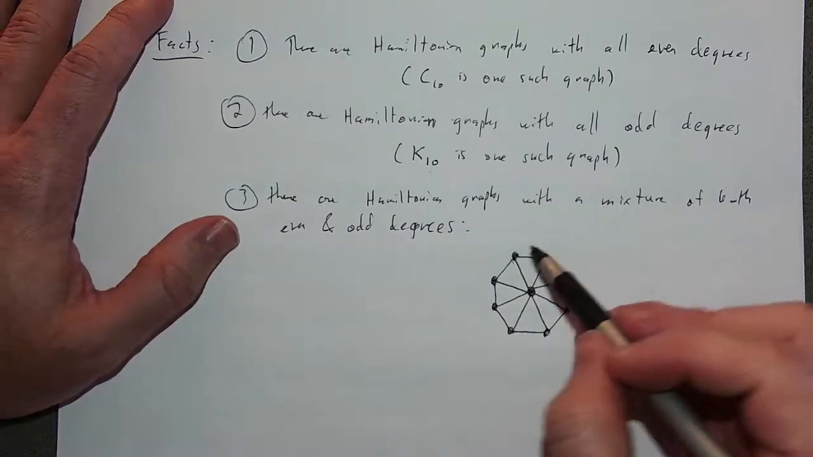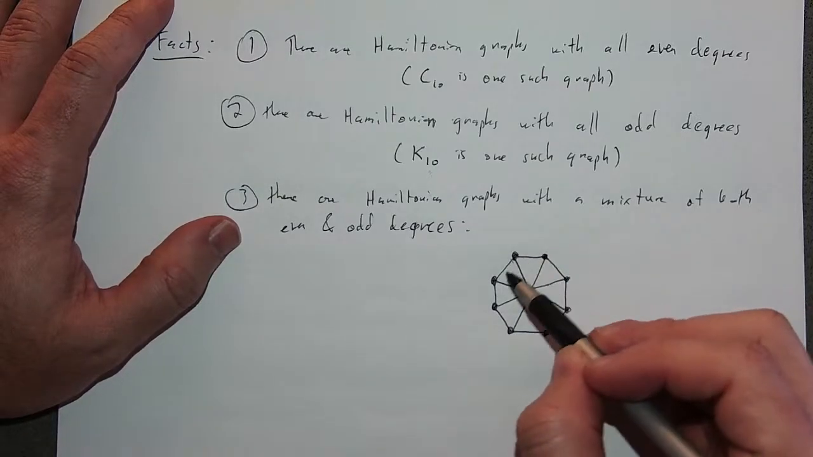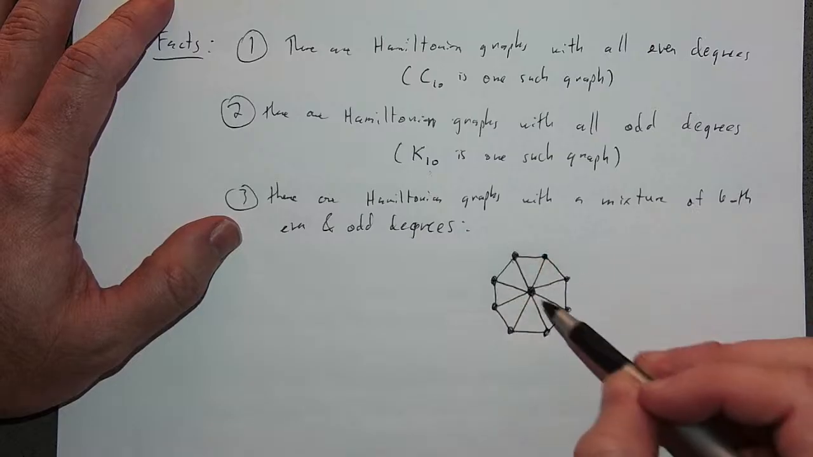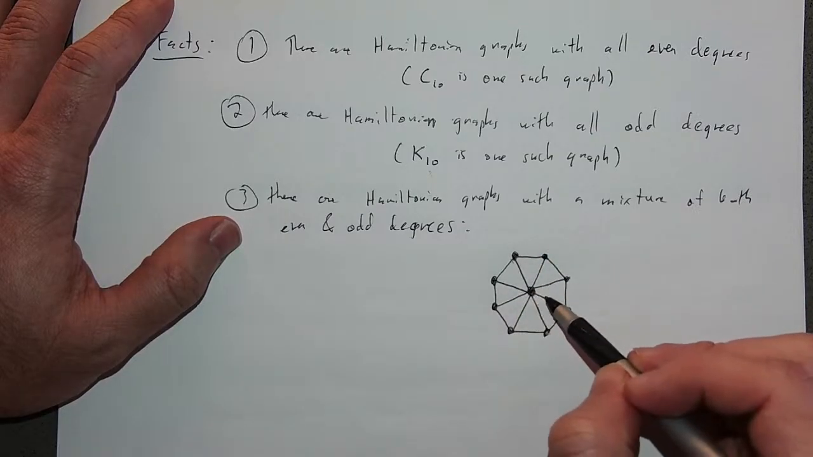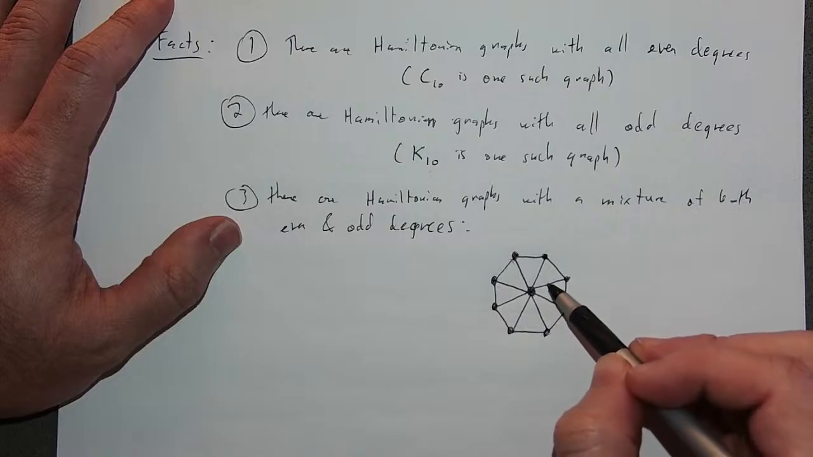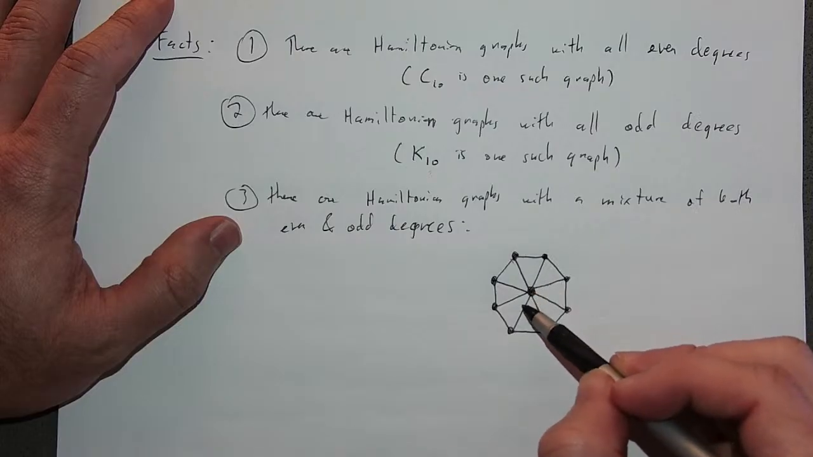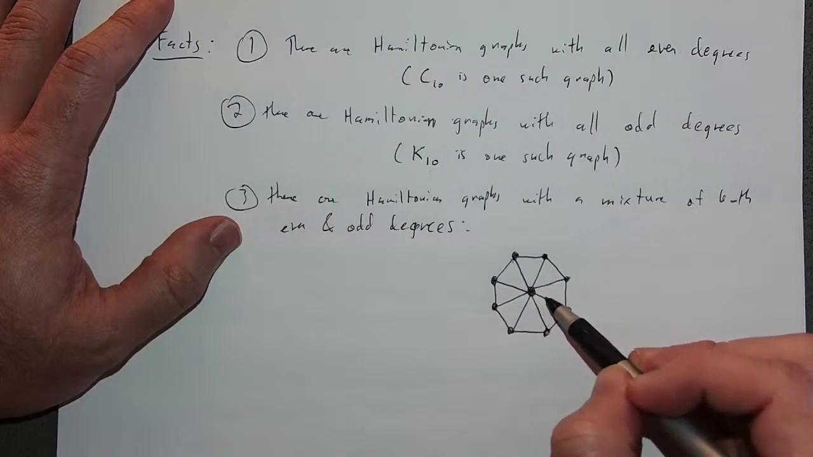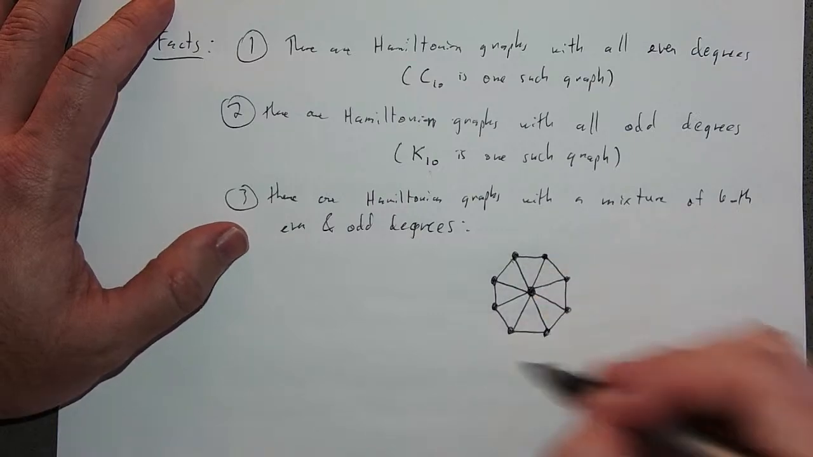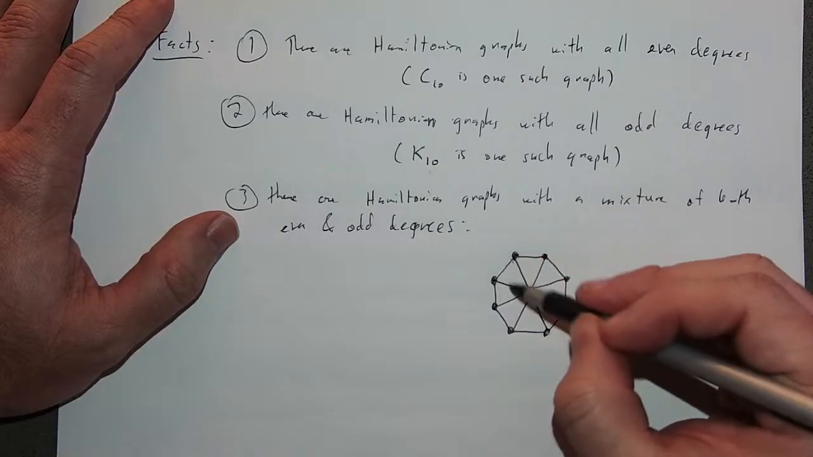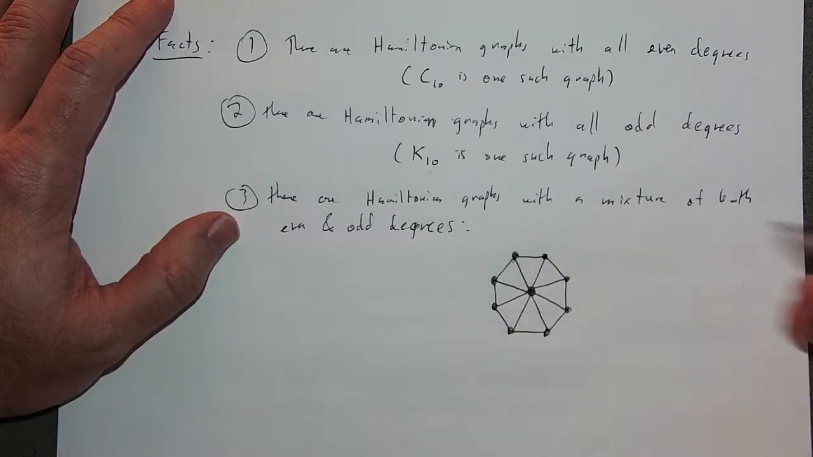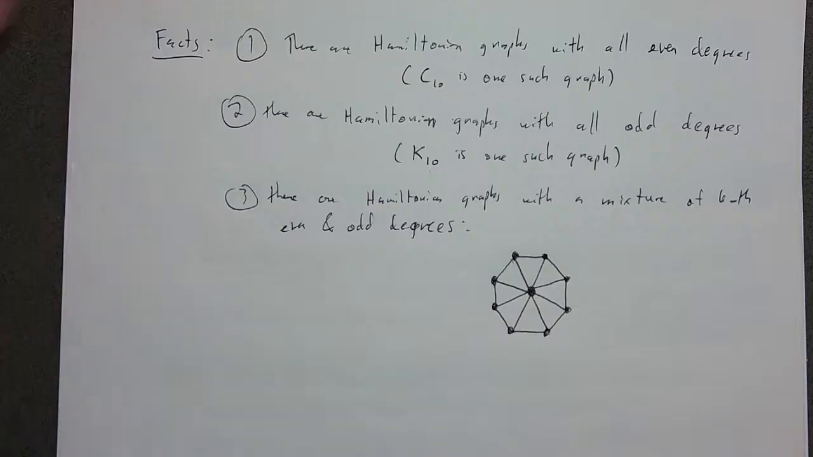So this has degree 3, this has degree 3. All these on the outside have degree 3. The one in the middle has degree 1, 2, 3, 4, 5, 6, 7. Did I count that right? 1, 2, 3, 4, 5, 6, 7, 8. Yeah, degree 8. That's what I thought. So all of these on the rim have degree 3, and the one in the middle has degree 8.